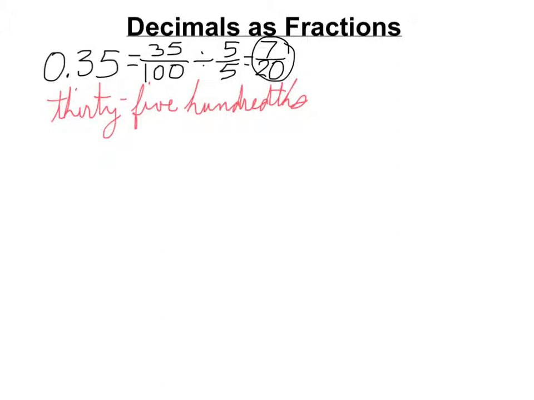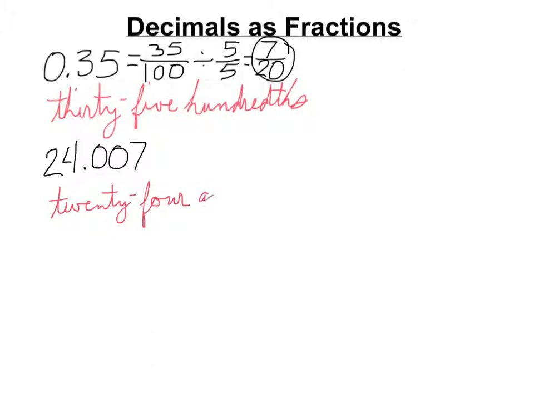Let's take a look at our other example now. 24.007. And if I want to write this as a fraction, or more appropriately as a mixed number, think about how it was written in words. So 24 and 7 thousandths.